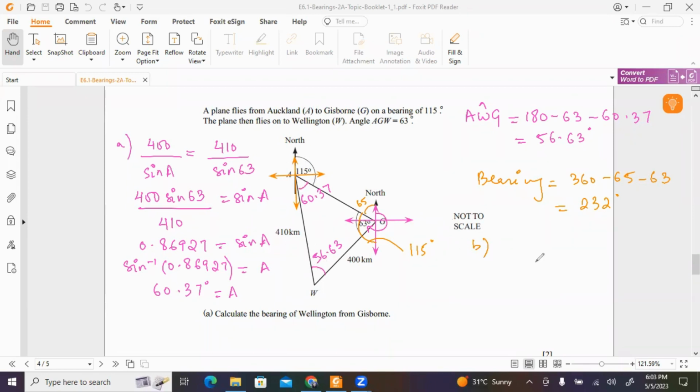So yeah, we already found the angle. It's basically what we did in part A for sine angles. That bearing is going to be 115 plus 60.37, that is 175.37 degrees. Yeah, that is your bearing of Wellington from Auckland.